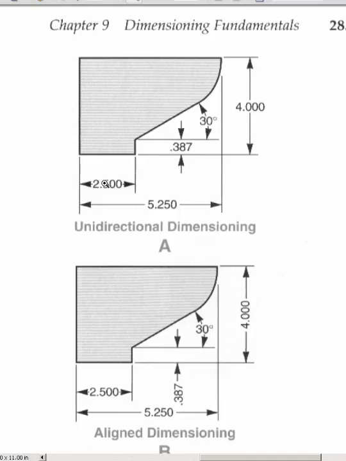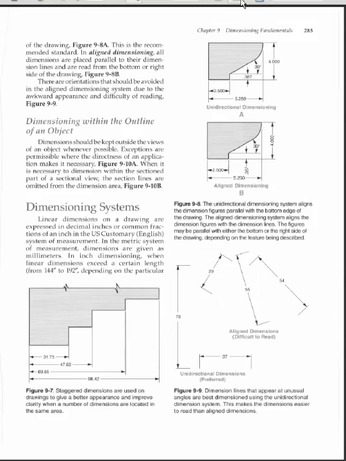Unidirectional means it just has one direction no matter what. It doesn't matter which way the surface is going, it doesn't change. Typically horizontal is the only value there. And obviously the unidirectional is more clear to understand, less difficult to read, and therefore more use in practice. The aligned is very rarely used in practice nowadays.